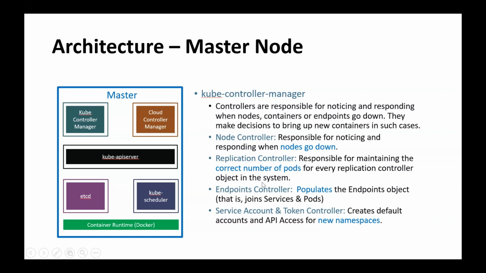Okay. Now the next one is endpoint controller. This is used to control the endpoints. The next one is service account and token controller. This creates a service account and API access for new namespaces. So whenever you create a new namespace in Kubernetes, it will come into the picture and create a default account for that namespace. Namespace is nothing but a separate unit in a Kubernetes cluster. We will discuss these in upcoming videos in detail.